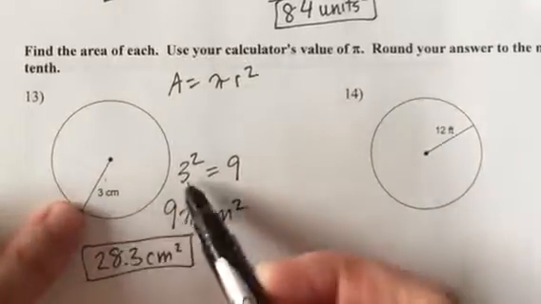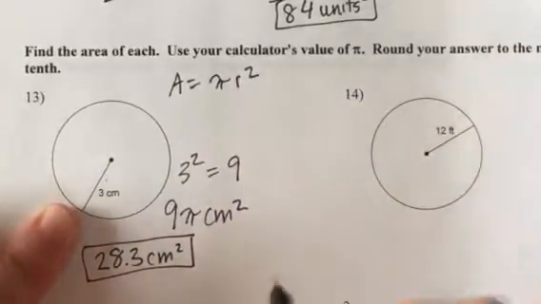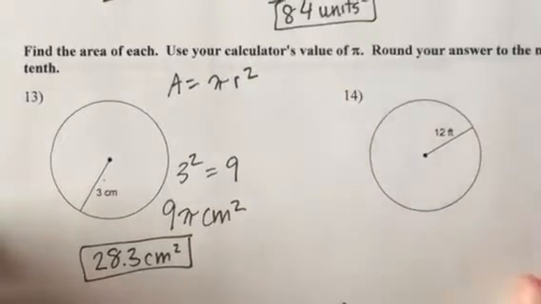Why is this one squared? Because to get the radius squared, we multiplied centimeters times centimeters, so we end up with square centimeters.